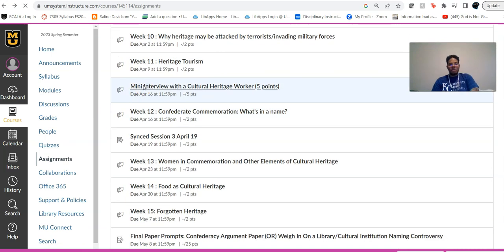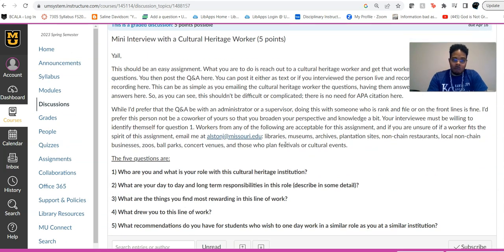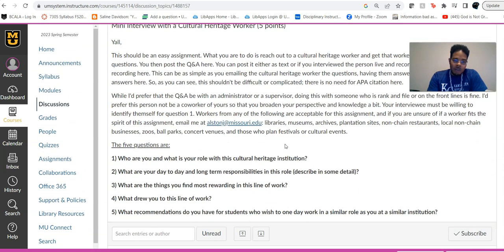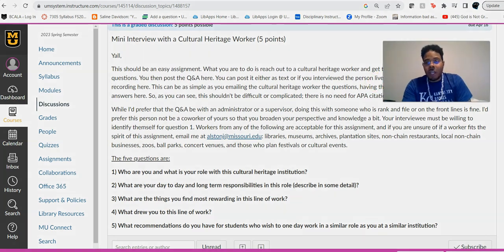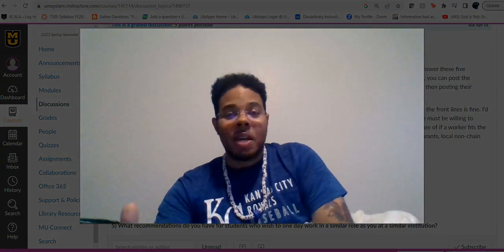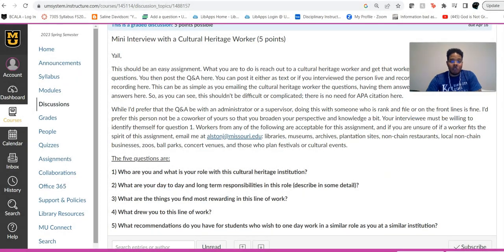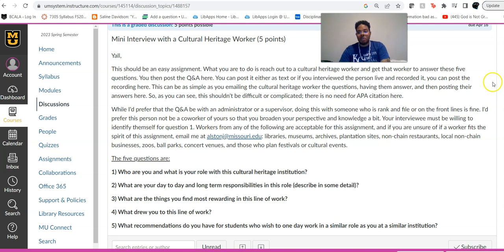The mini interview with a cultural heritage worker. What you are going to do is, and this can be as simple as you just having them answer the questions, and then you can just paste your Q&A right into this area. But this is for vocational guidance. The reason why this assignment is done this way is because it's supposed to help you see what types of jobs there are in cultural heritage out there and how you can land one of those jobs. So that's what these interviews are for.